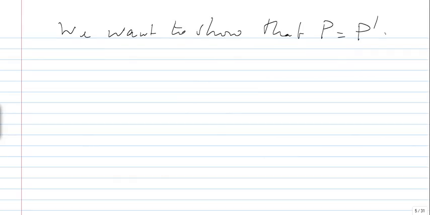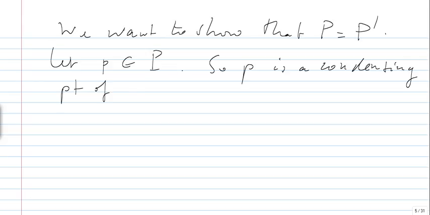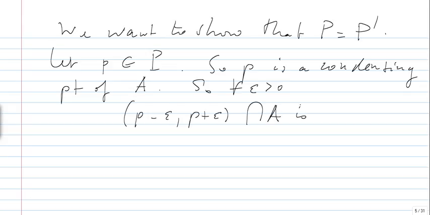Great. So now we're ready to prove that P is perfect. We want to show that P is equal to P prime. Let p belong to P. We want to show that p belongs to P prime. So p is a condensing point of A, so for every epsilon, the set (p minus epsilon, p plus epsilon) intersect A is not countable. It's infinite, not countable.